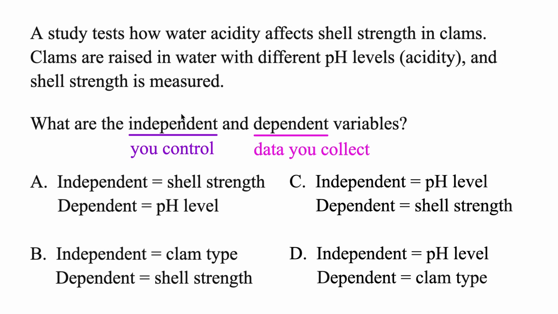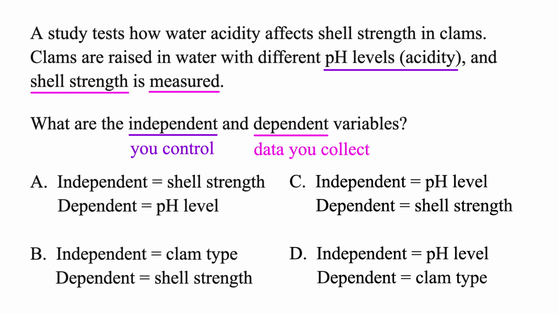All right, what are they controlling here? It looks to be the pH level or how acidic the water is that the clams are raised in. So this is the thing that they're controlling. That's the independent variable. Okay, but then the dependent variable, the data they're collecting, same thing as what they're measuring. And in this case, it's the shell strength. How strong the clam shells are. That's a tongue twister. But we found both of them here.